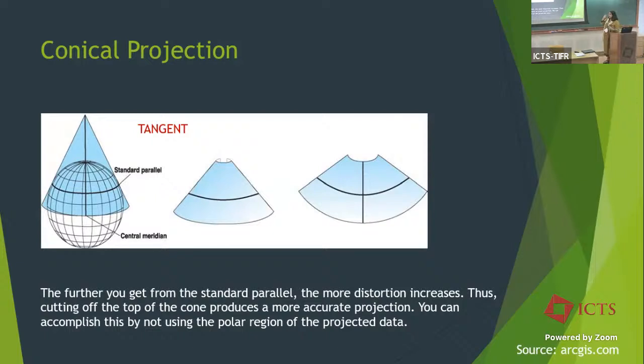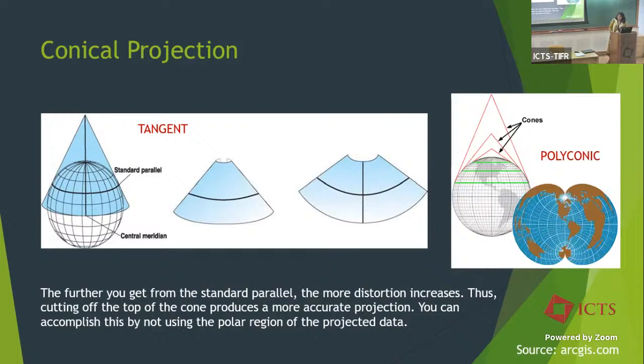Now, the thing to remember with conical projections is the further you get from the standard parallel, the more the distortion increases on your map, yeah? So one reason why you see these conical projection maps with the top missing is that at that point is where the distortion is a lot. So just cut off the top of the cone, okay? So you don't use the polar region of the projected data. So this is a very simple instance of a conic projection.